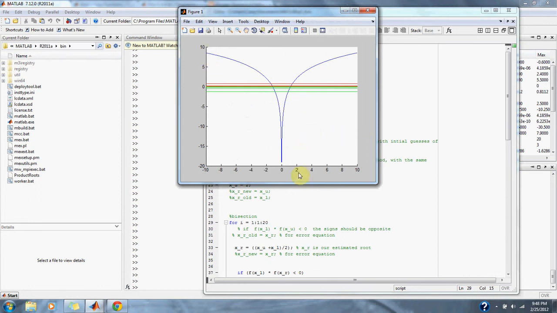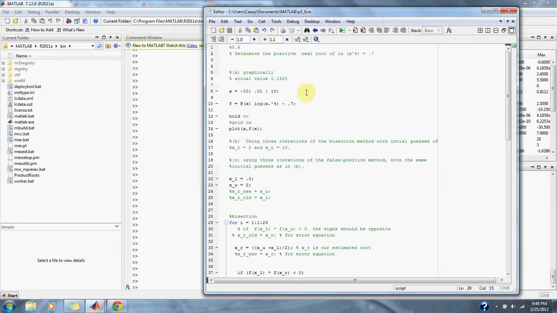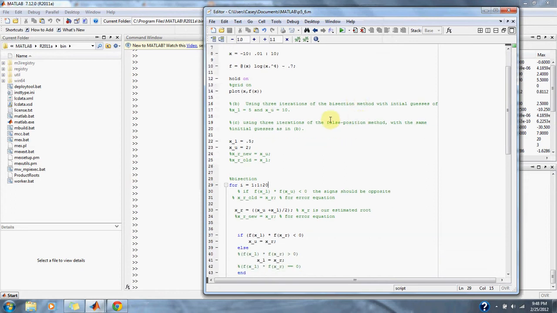So here's our graph in blue of our equation, and it goes to zero about 1.5, negative 1.5 and positive 1.5. The actual value that it should go to zero is 1.1925.